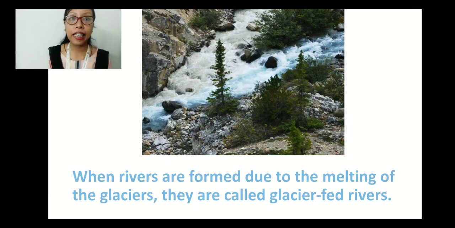Then let's move towards the next one. Now we come to the glacier-fed rivers. There is a difference between snow and glacier. A glacier is a large mass of ice. We have already discussed glaciers. So when rivers are formed due to the melting of glaciers, they are called glacier-fed rivers. Glacier-fed rivers are the ones that come out from a glacier, not from the snow. When a small part of the glacier comes up from the large mass and melts down, this water then connects to the river, and these rivers are called glacier-fed rivers. Always remember snow-fed rivers and glacier-fed rivers.